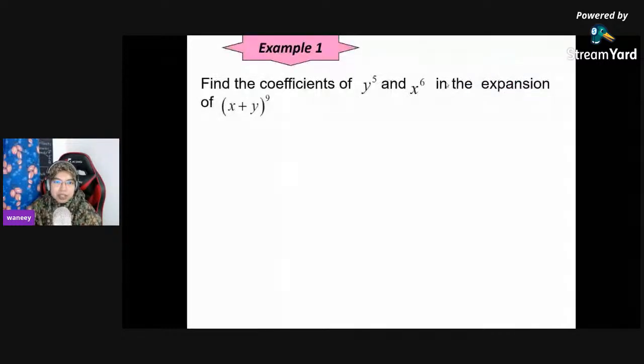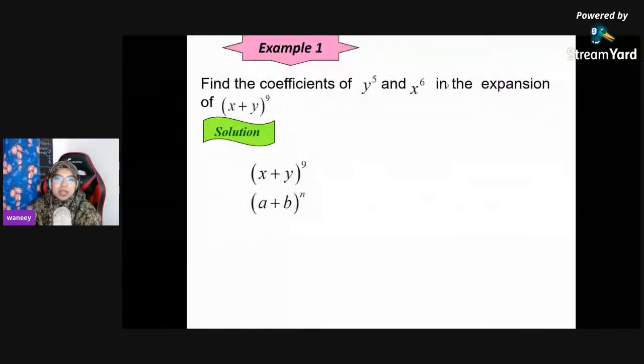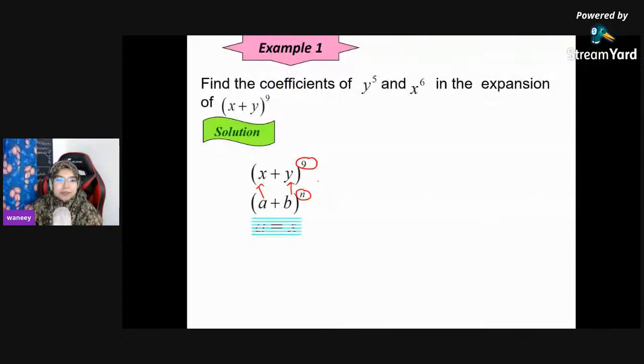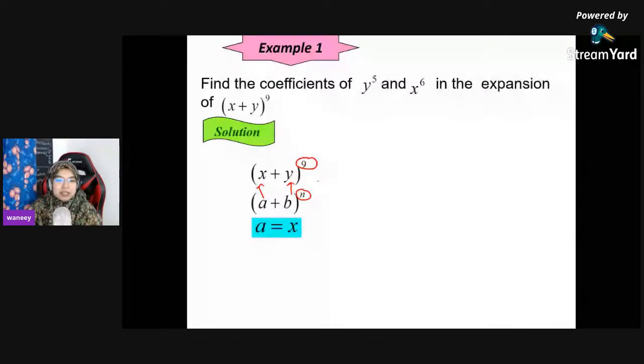Okay, so now the first example. Find the coefficient of y to the power of 5 and x to the power of 6 in the expansion of (x plus y) to the power of 9. Okay, so now let us compare with the formula first. Let us compare with (a plus b) to the power of n. If you compare them, you should be able to see this is n, this is 9. Therefore, n is equal to 9, a is x, and b is y.